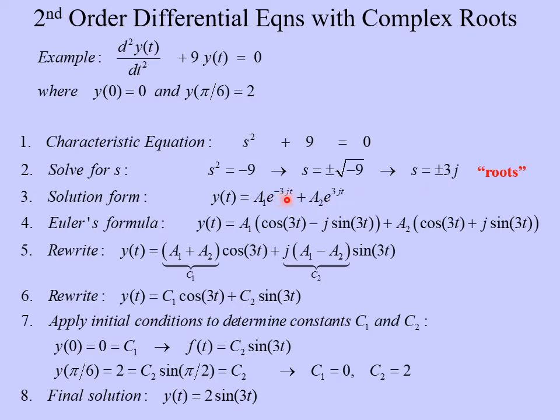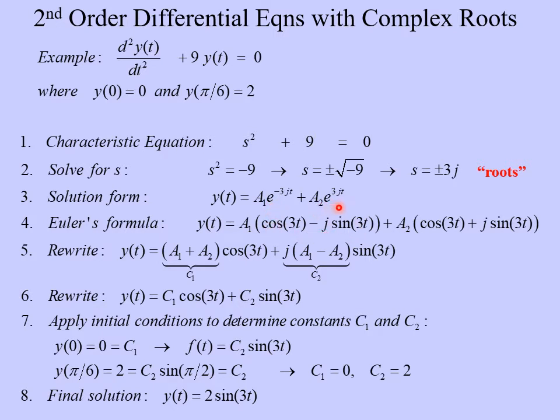So we can plug in those roots into our solution form, just like we did in the last problem, but now we have that j up there in the exponent. So what do we do with this? Well, one way, probably the best way that I would recommend, is to next invoke Euler's formula and break up these complex exponentials into their corresponding cosine and sine terms. So the first term here becomes cosine of 3t minus j sine of 3t.